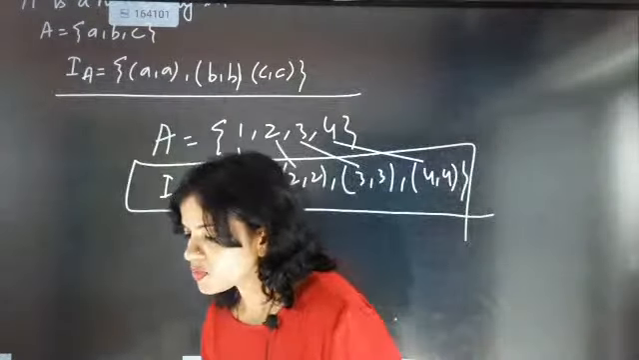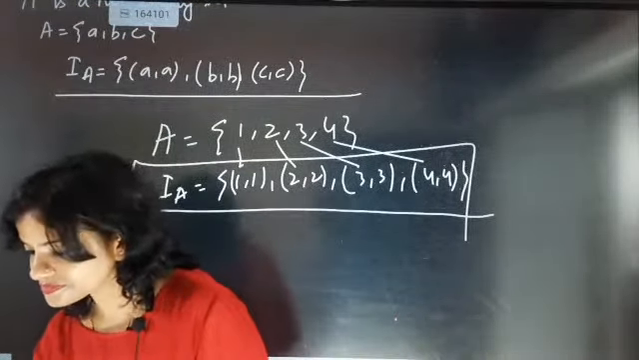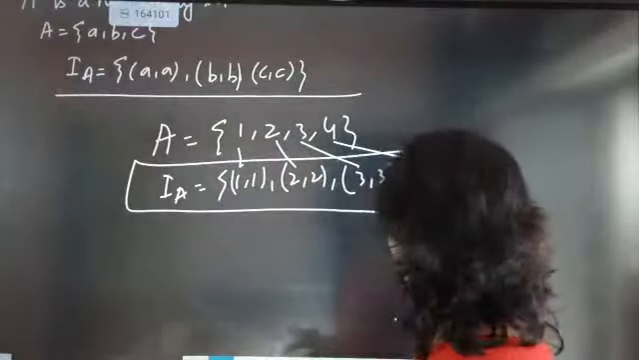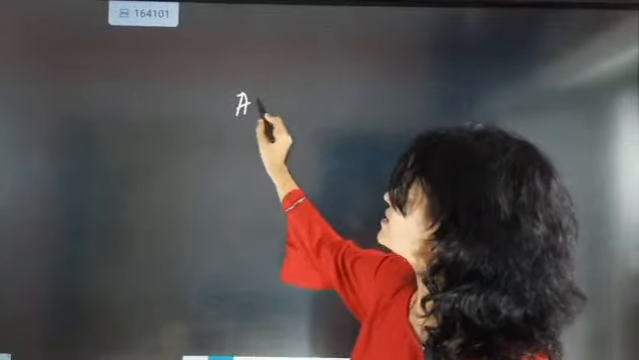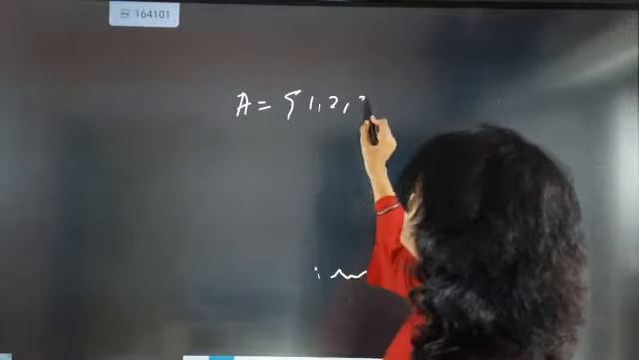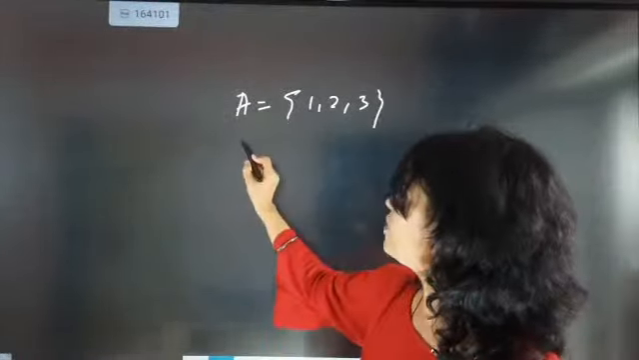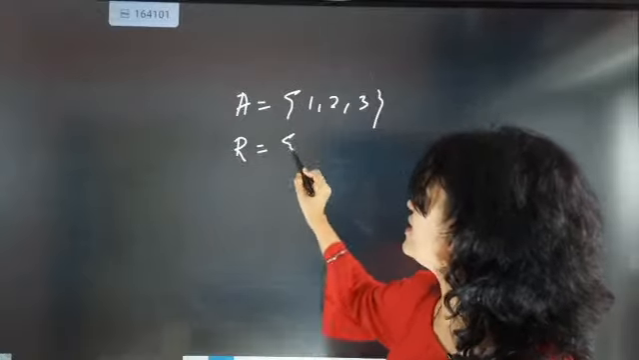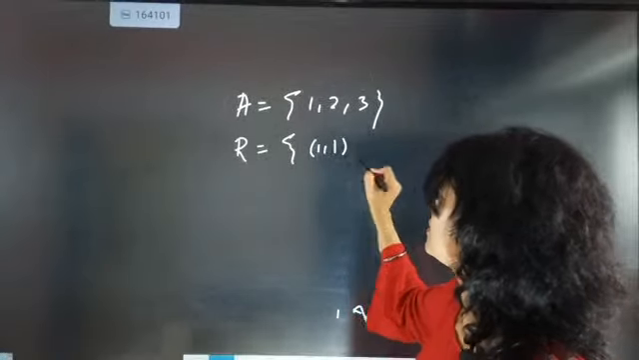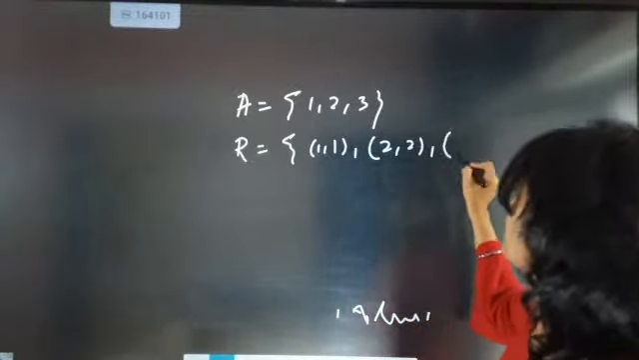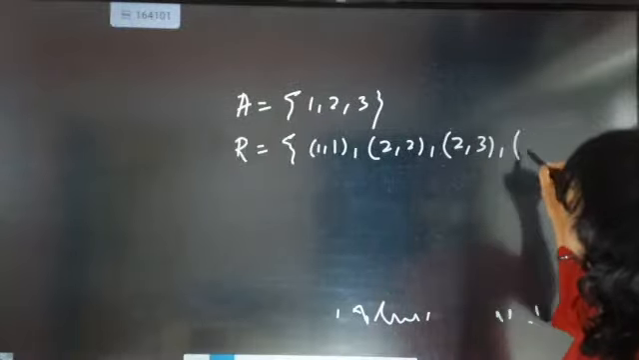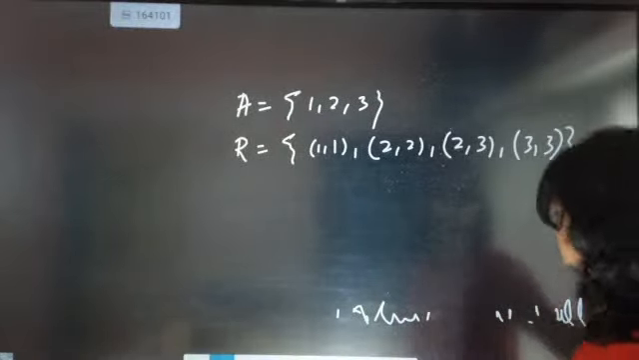Okay, now one simple example. Understood? One simple example. I'm just going to scroll your brain, and I'm going to ask one thing from all of you. A is 1, 2, 3, and now this relation is (1,1), (2,2), (2,3), (3,3).